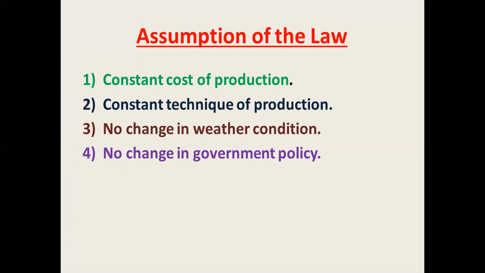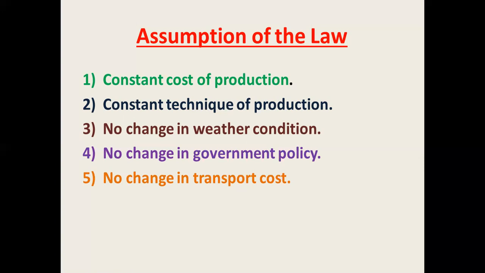Then the next is no change in the governmental policy. Governmental policy is related to the trade policy, the taxation policy, or the governmental expenditure policies. So this law assumes that government policies like the taxation policy, trade policy, etc. remain unchanged. Why? Because if the taxes fall, at that time, at the same price, the supply will rise, so it's not accordable to this law. So that's why this law assumes no change in government policy.